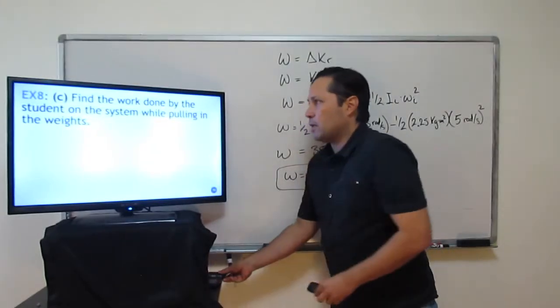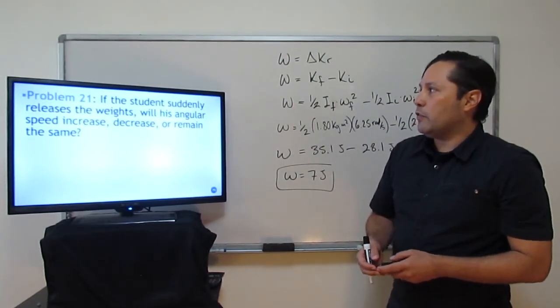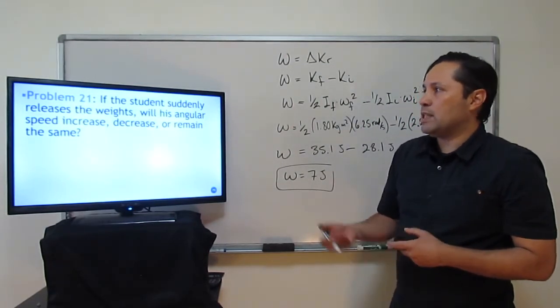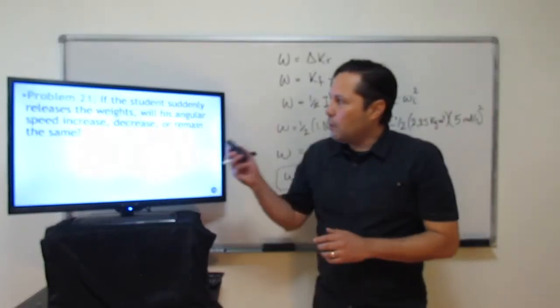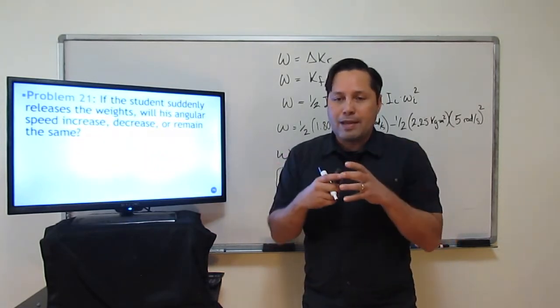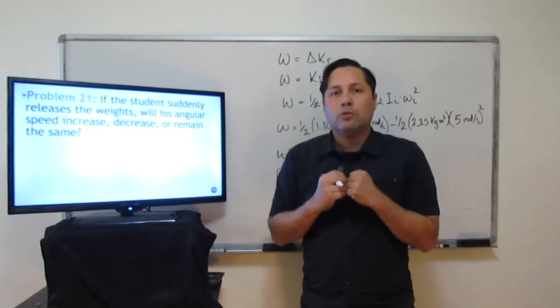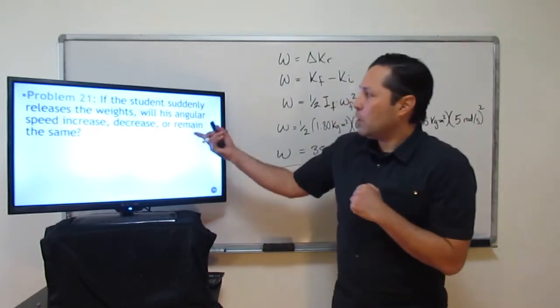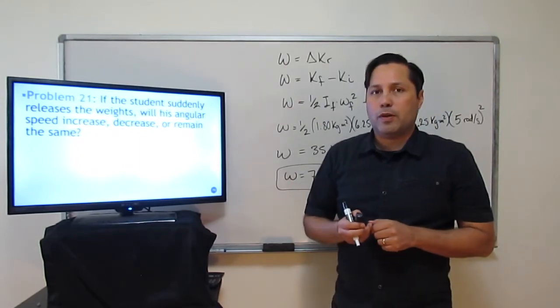Let's now take a look at the next one. This one is problem number 21. It said, if the student suddenly releases the weight, will his angular speed increase, decrease, or remain the same? So I'm assuming at this point he has already brought the weight in, so all the mass is at the center. If he lets it go, the mass still remains at the center. So the answer will remain the same. So that will be problem number 21.